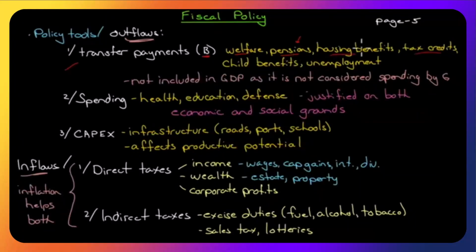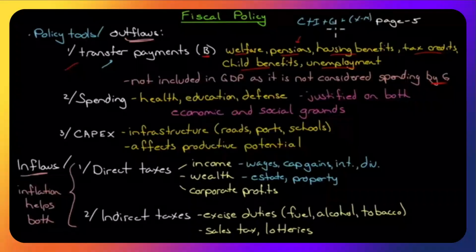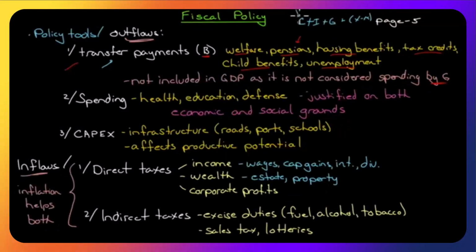Housing benefits, tax credits, child benefits, unemployment. These are not included in GDP because it's not considered spending by G. Remember, GDP is C plus I plus G plus X minus M. Transfer payments are not considered part of G. They show up under C. So they're not included in the G component of GDP. They show up in the C component.